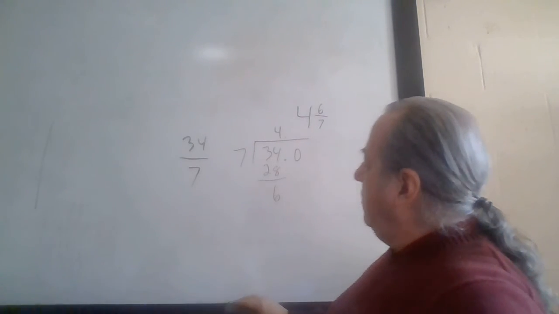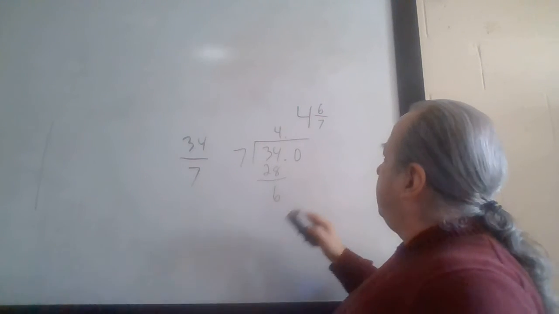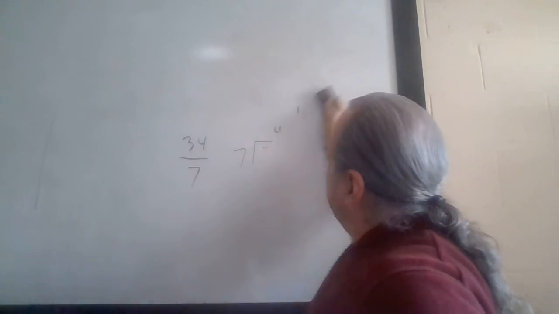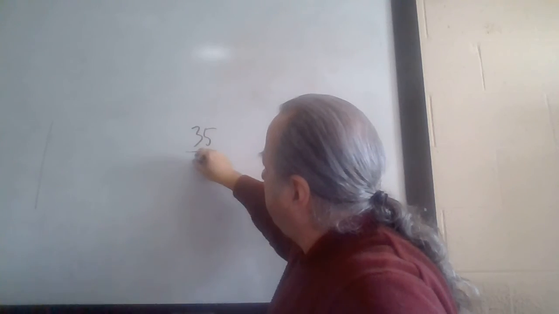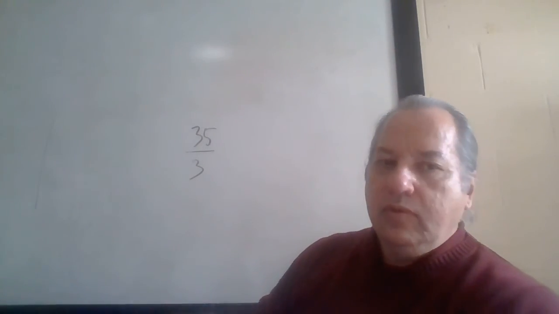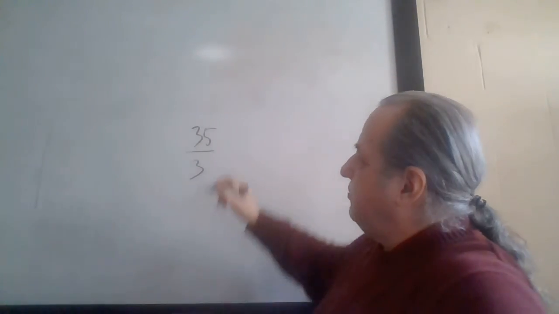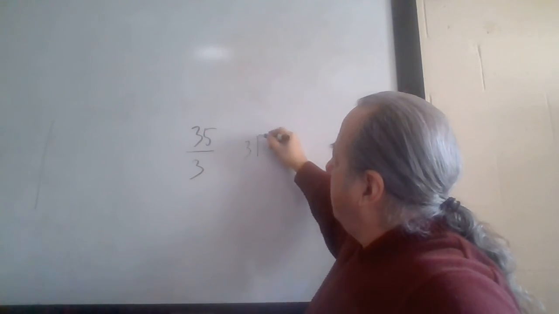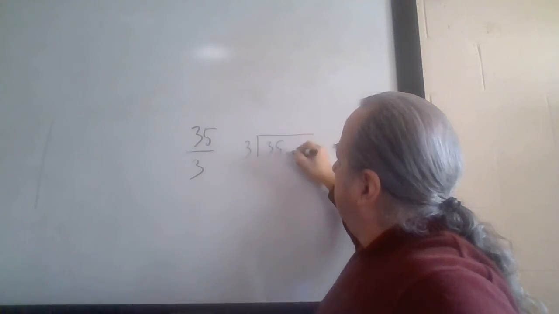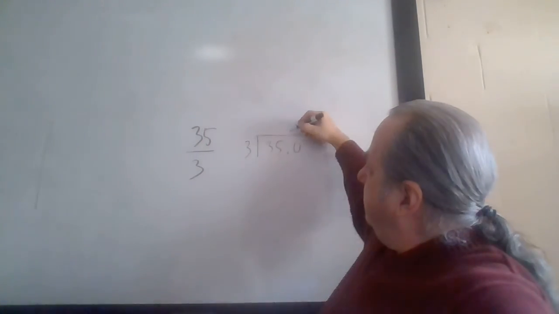I will show you one more just in case, because you may run into this a little bit, where you may do a little bit more division. What if I gave you 35 over 3? Same principle, it's still a division problem, 35 divided by 3, but you'll see one thing different. So if I set it up, this is the way it looks.